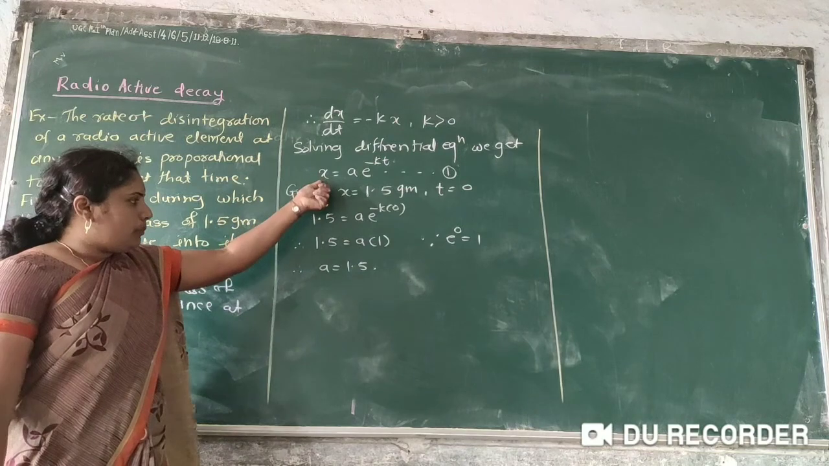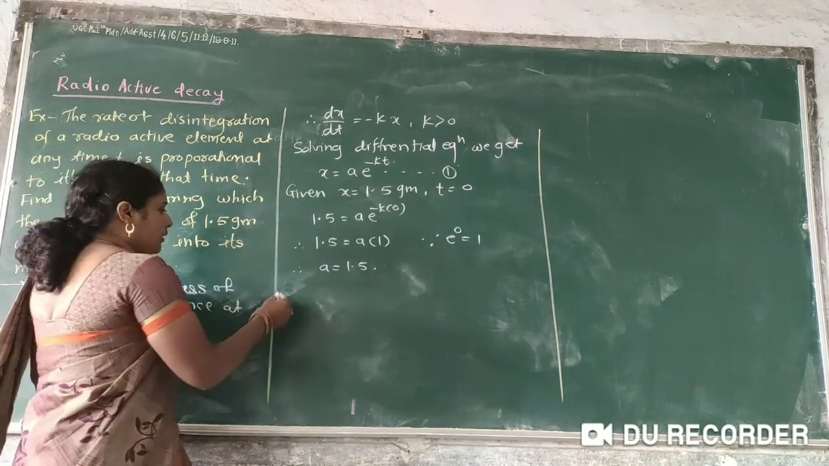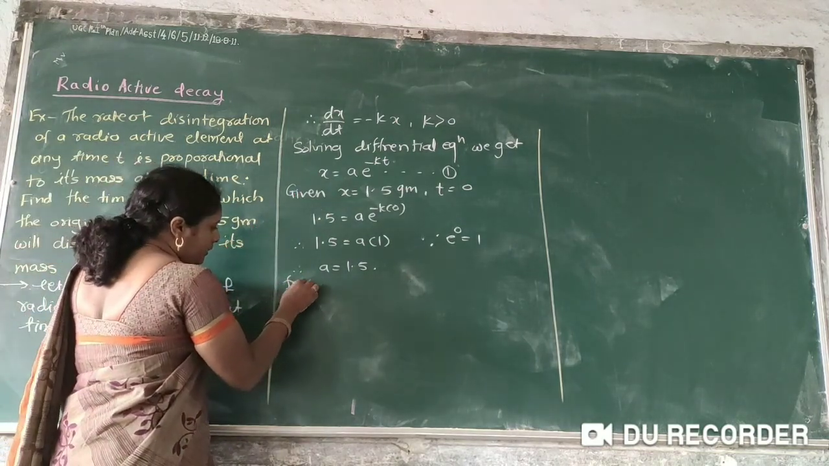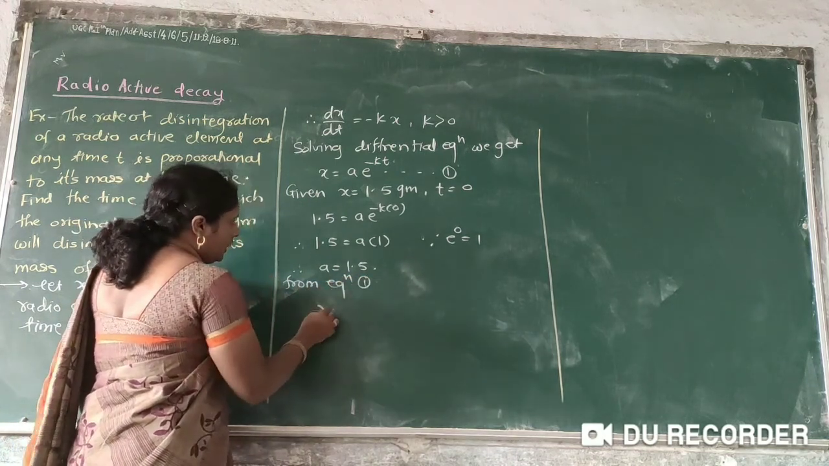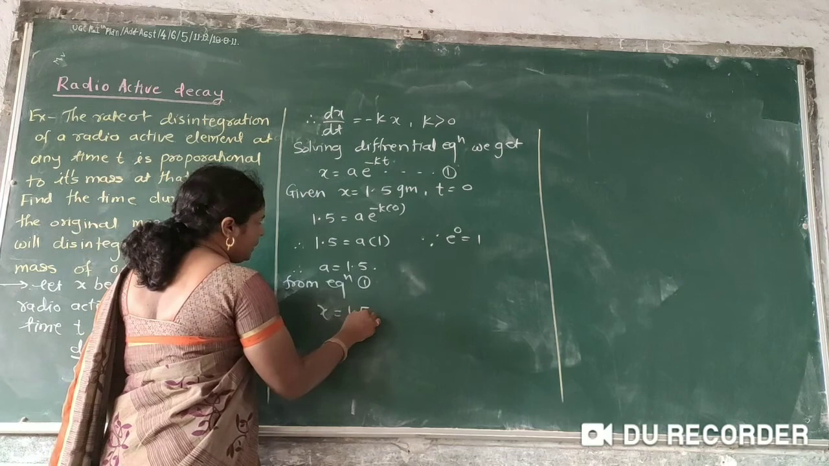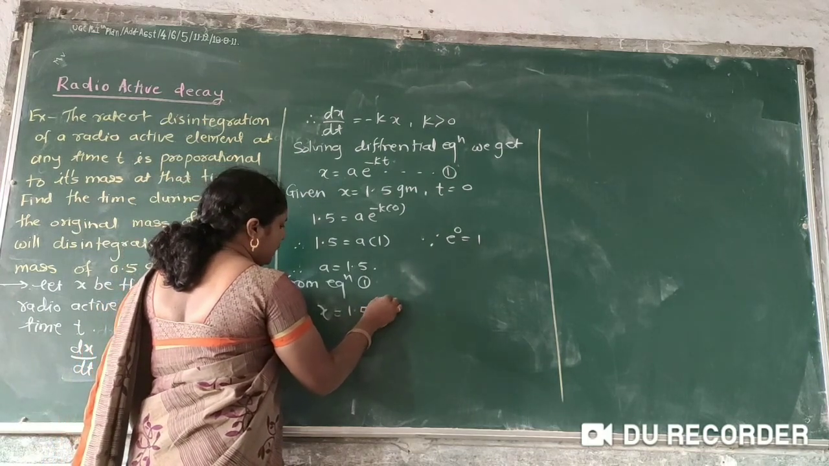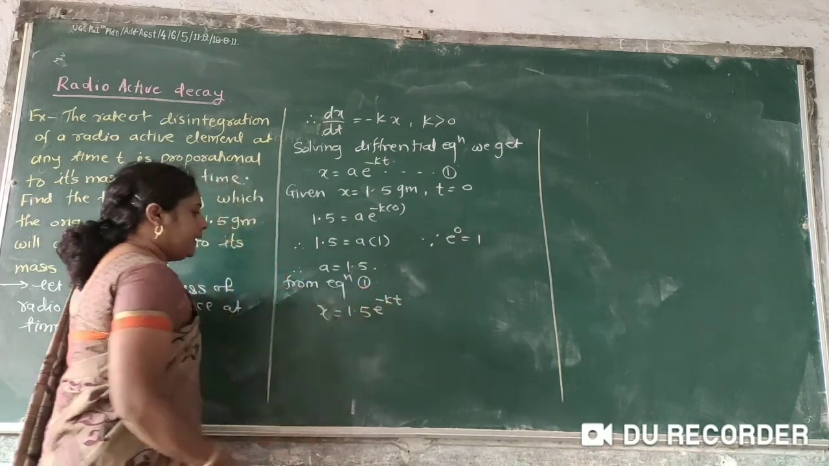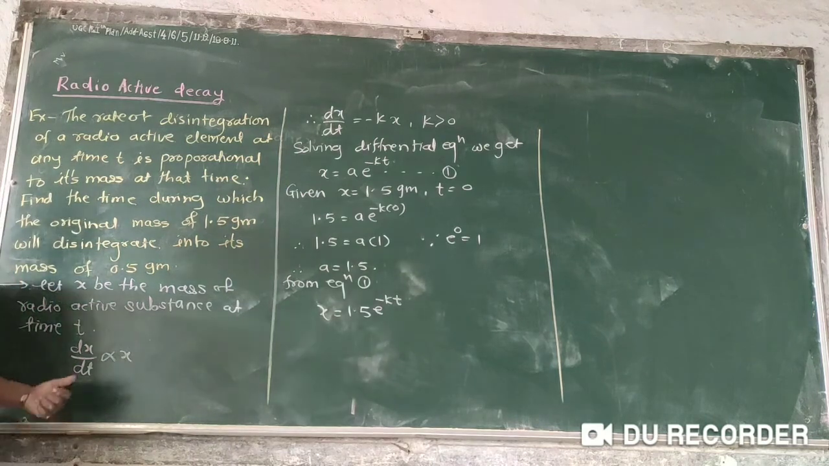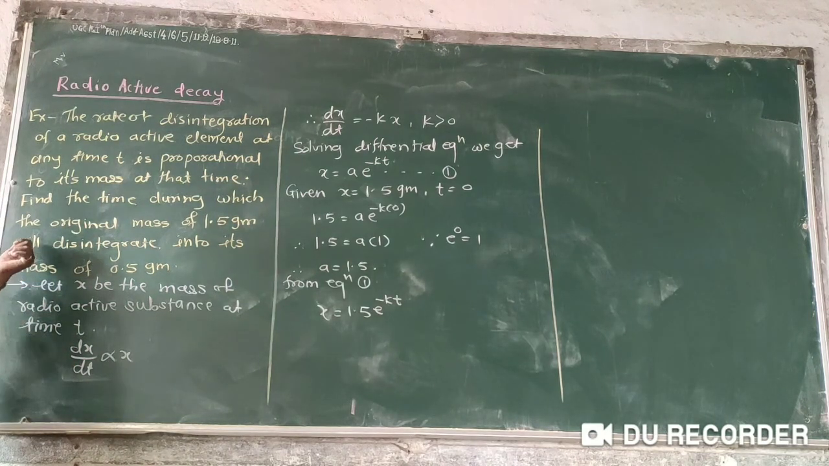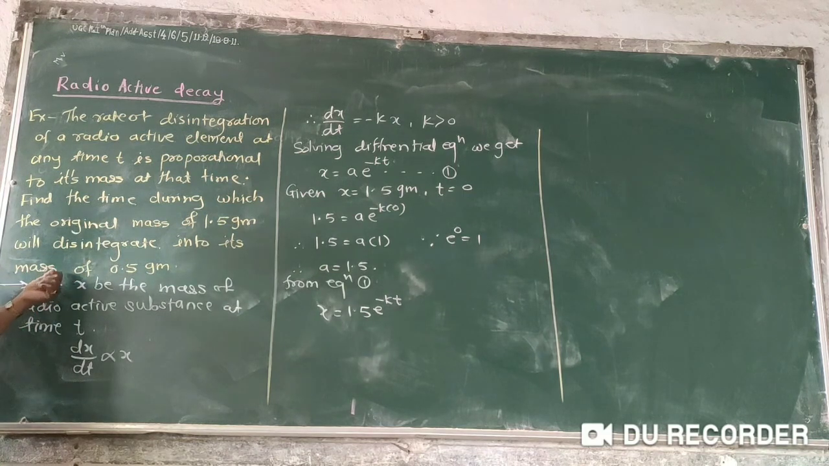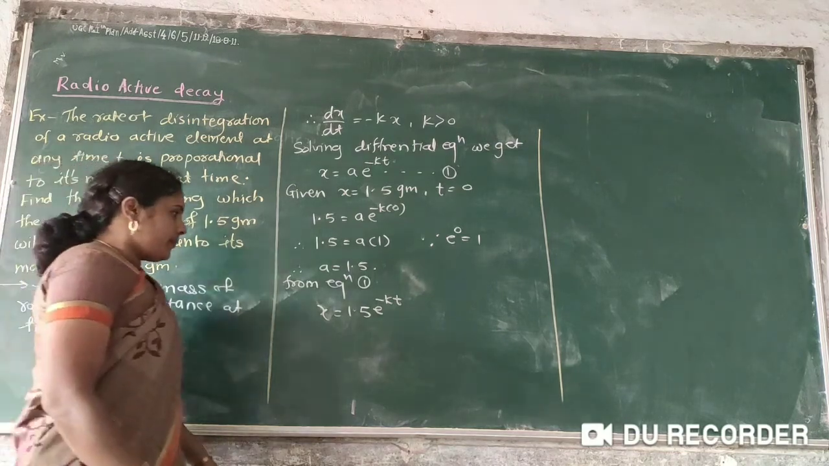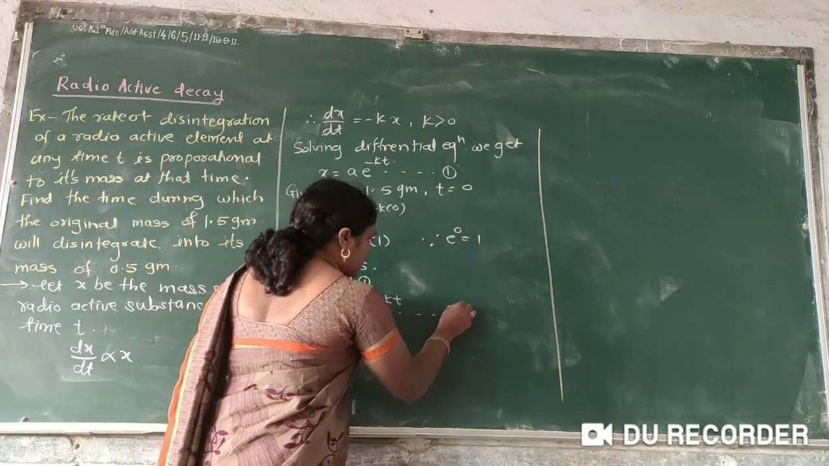Substitute this value of a in equation 1. From equation 1, we get x is equal to 1.5 into e raised to minus k t. Now we have to find the time during which the radioactive substance remains 0.5 gram. Suppose this equation is equation 2.